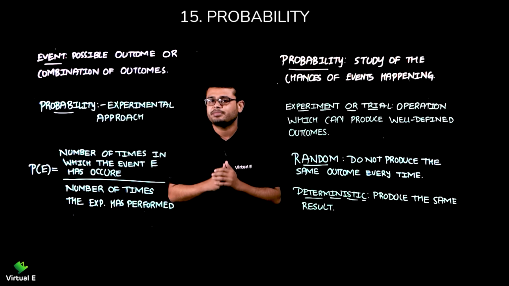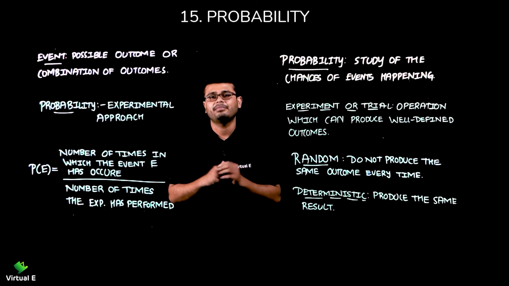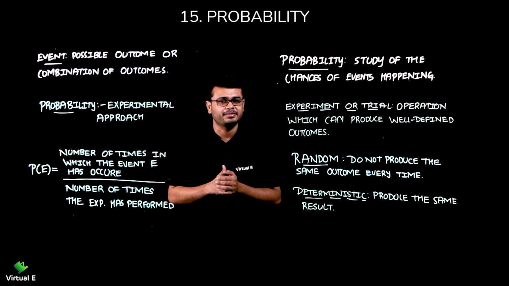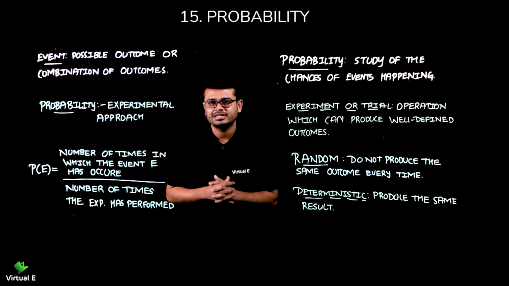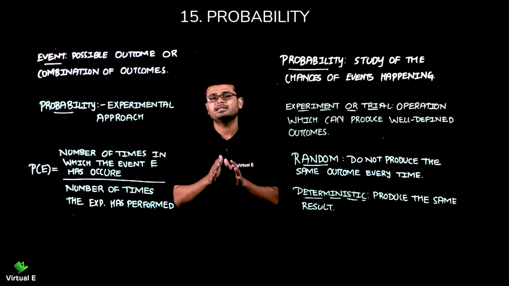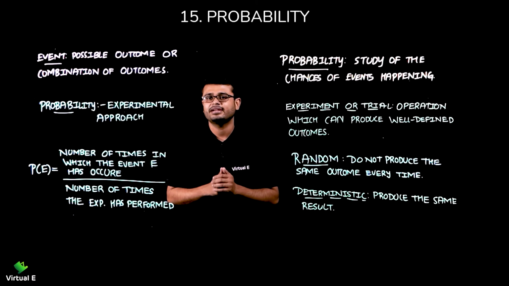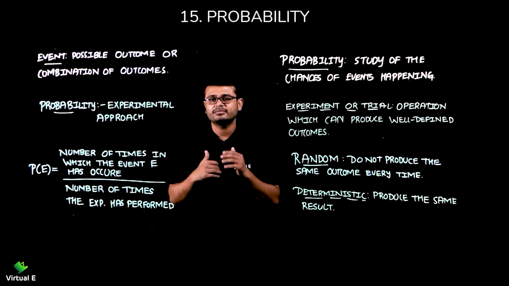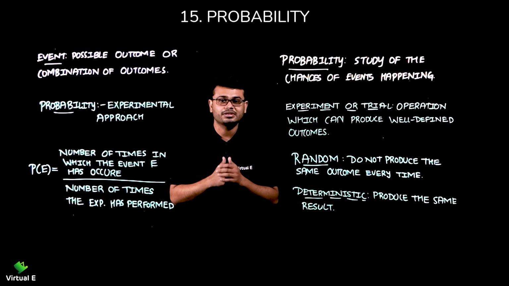Let's start the new chapter, which is chapter number 15, probability. It is the last chapter of the mathematics. Now, what are we going to study in this chapter? Probability, you have already studied in grade 8, right? You were finding the number of outcomes, then total number of outcomes. So, it's all about that.